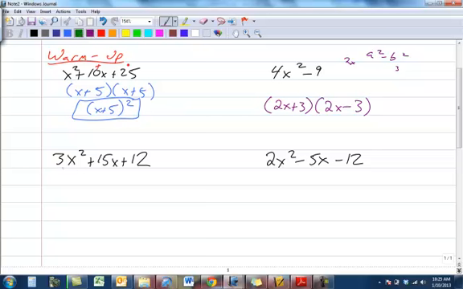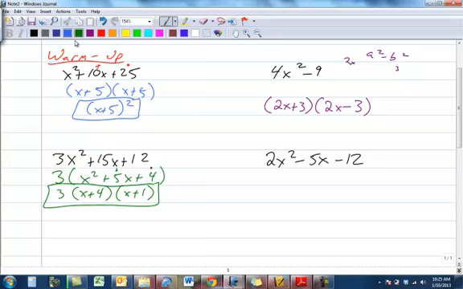Then this one, what's the first thing you always look for? You always look for a GCF. In this case, a 3 can come out. 3 times quantity of x squared plus 5x plus 4. Excuse me, oh my goodness, I said 6. What am I talking about? Plus 4. Is that better? My bad. What multiplies to 4 and adds up to 5? Well, that would be 4 and 1. So this factors further to x plus 4 and x plus 1. Make sure you factor it as far as you possibly can.